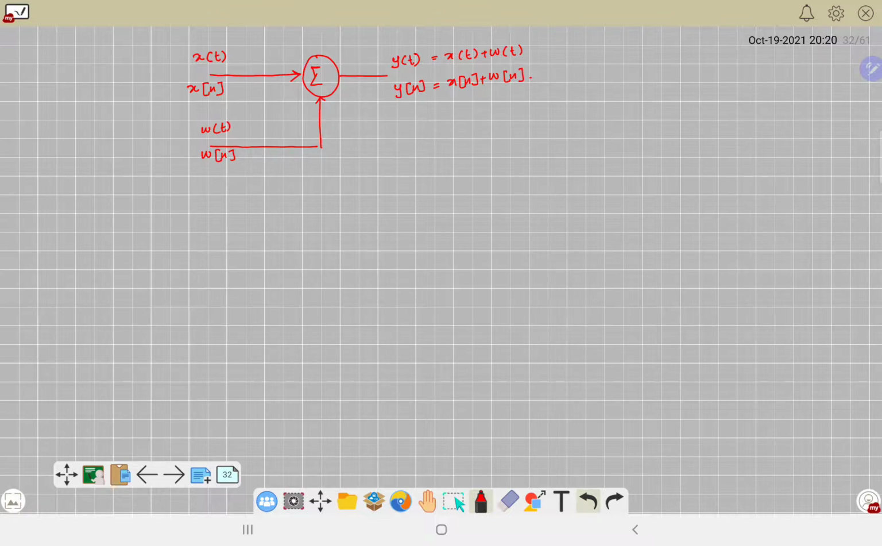Then we have the third one, after scalar multiplication and addition: integration. If you remember, integration we normally use for continuous time systems.